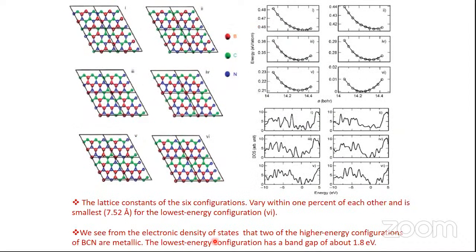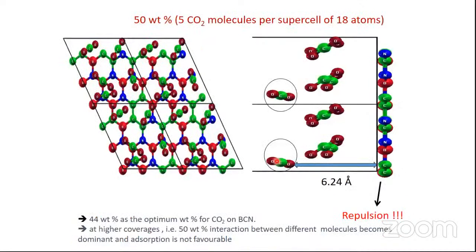And these are the computational results where we looked at different kinds of configurations that one can expect while doing the experiments. These are the lattice constants that we used in the calculations. And this is the electronic DOS figures showing that a few are insulators while a few are metallic in the system. Then this is the one I'm showing you, only one slide. We tried to absorb CO2, and finally, after placing at 44 weight percentage, no more CO2 was getting absorbed on the BCN seeds.